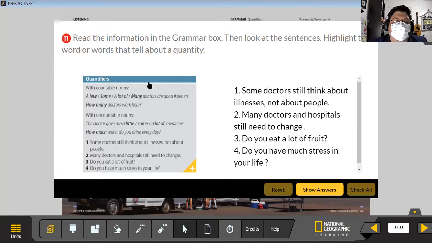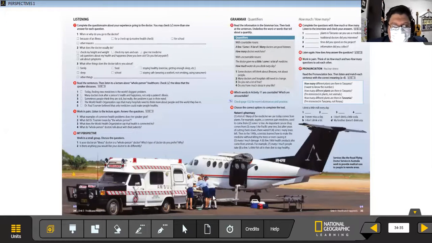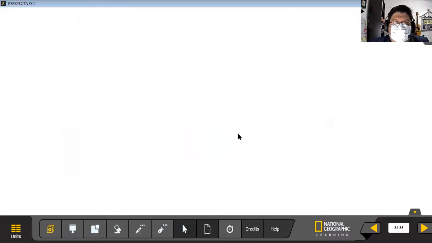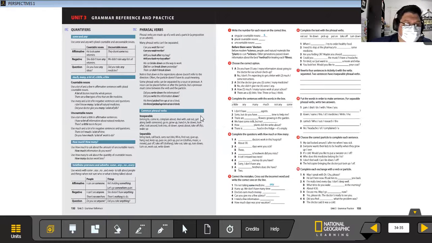Same thing with countable. Can I have a few apples? Can I have some markers? Can I have a lot of markers? Can I have many markers? All right? You guys can use it. And how much and how many are used a lot for questions. Now, like I said, you guys already know how to use many of these words and how to make many of these sentences. But what I want you guys to know the most is how to identify what is countable and uncountable. Okay? Now, I want you to notice here.